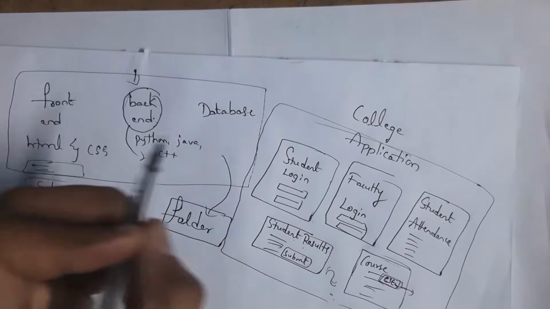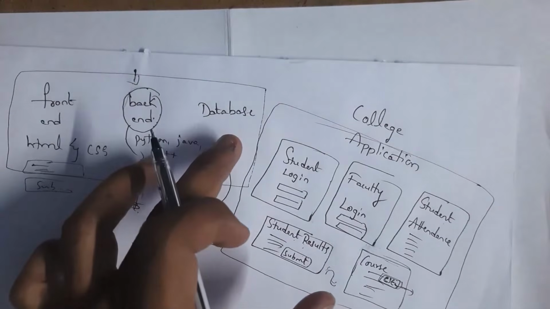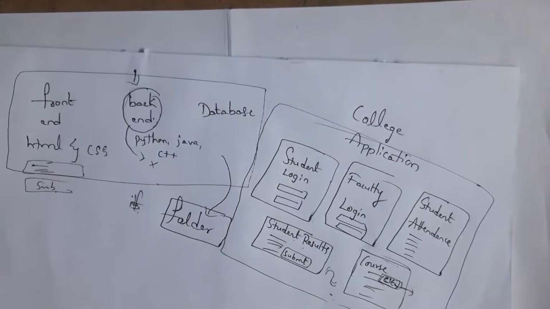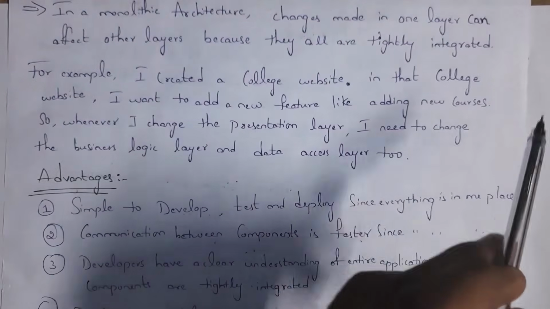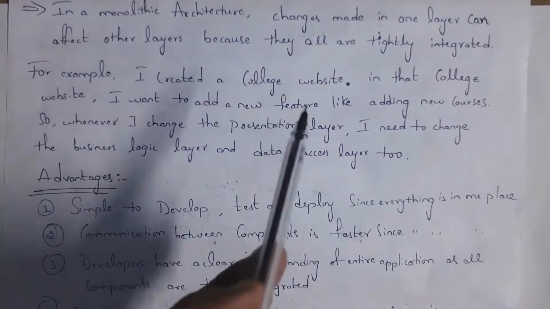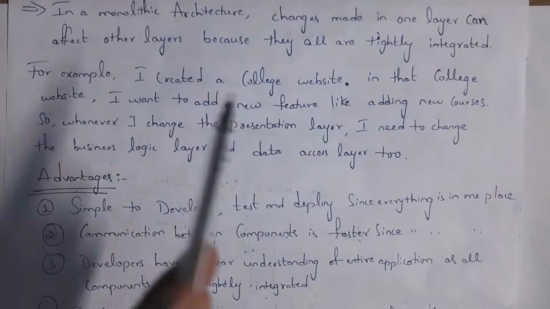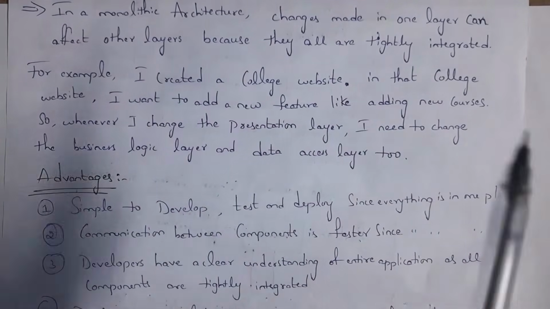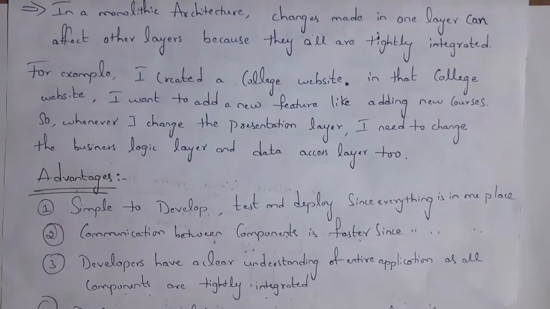This is because in monolithic architecture, all these components are tightly integrated into a single code base. For example, I created a college website. In that college website, I want to add a new feature like adding new courses. So whenever I change the presentation layer, I need to change the business logic layer as well as the data access layer too. Next I will explain the advantages of monolithic architecture.